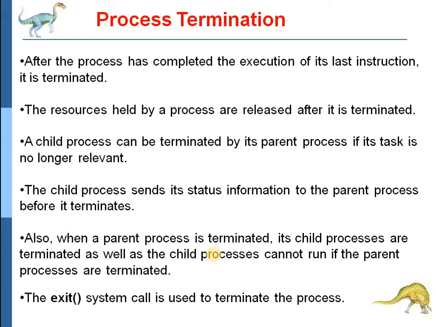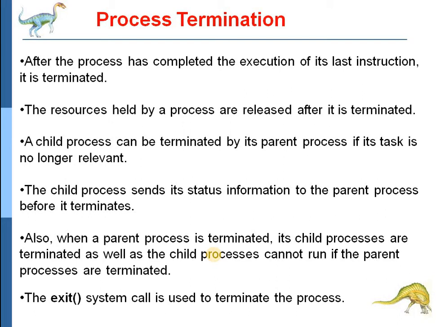A child process can be terminated by its parent process if its task is no longer relevant. The child process sends its status information to the parent process before it terminates. Also, when a parent process is terminated, its child processes are terminated as well, as the child process cannot run if the parent process is terminated.